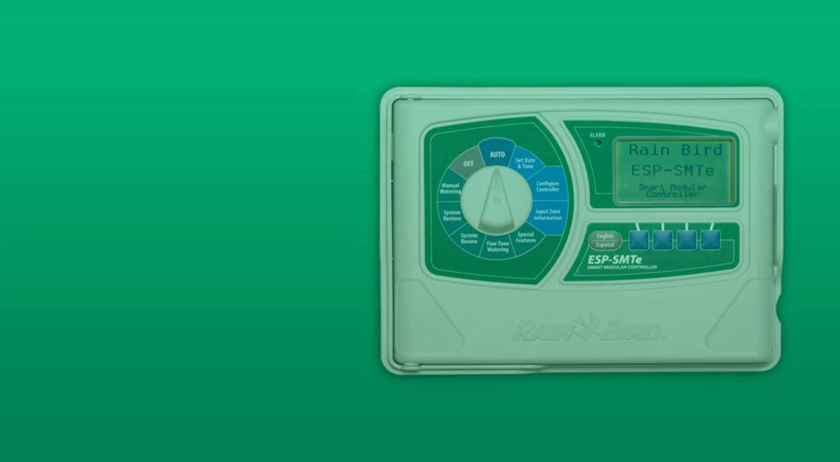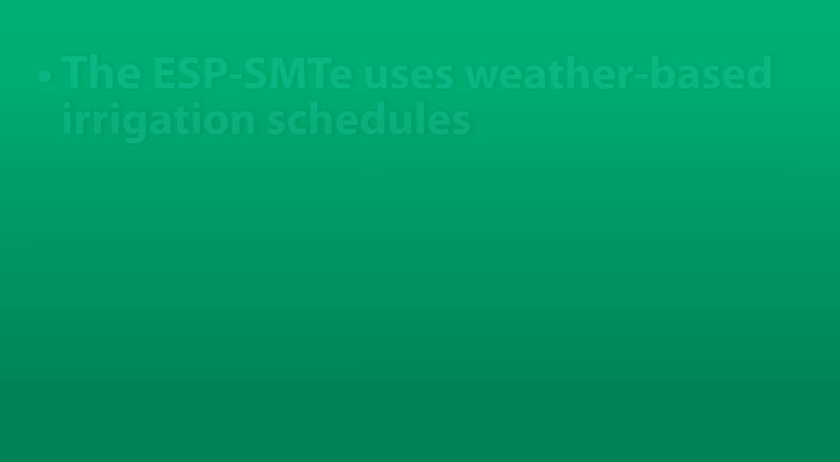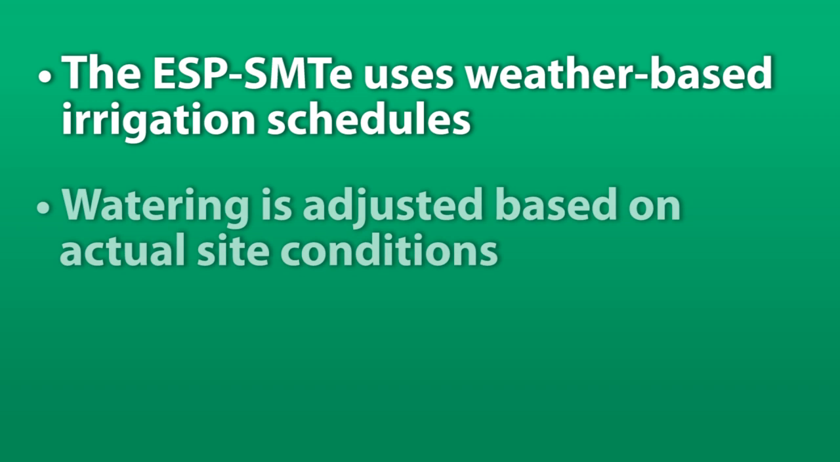In this short video, we'll show you how to set up input zone information settings on the ESP-SMTe Smart Controller. The ESP-SMTe Smart Controller uses weather-based irrigation schedules. Watering is adjusted based on actual site conditions that are unique to each zone.